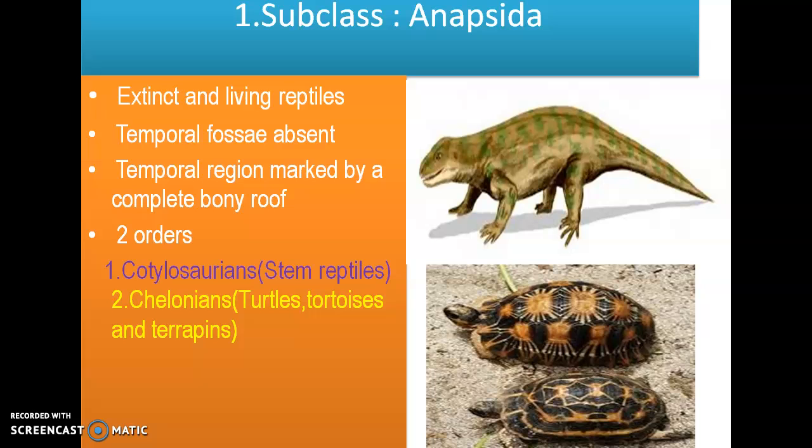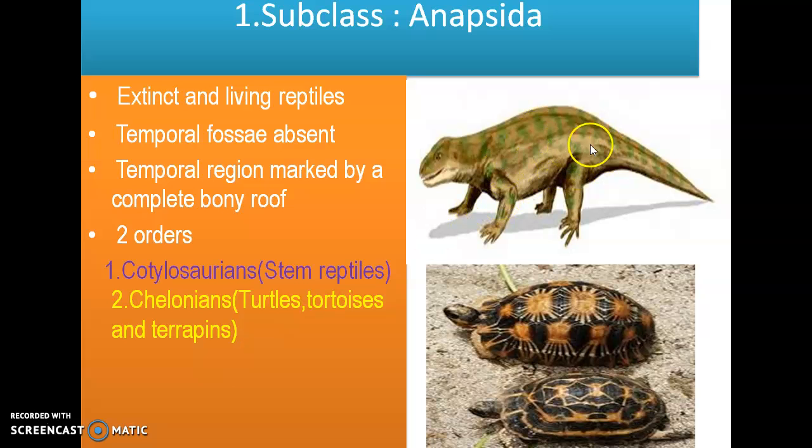Then let's move to the details of each subclass. The first one is subclass Anapsida. They generally include extinct as well as living reptiles. Here, as we have discussed, they do not have any temporal fossae on the skull. Here the temporal region is completely covered by a complete bony roof. Two different orders generally come under this subclass. They are the cotylosaurians, called stem reptiles.